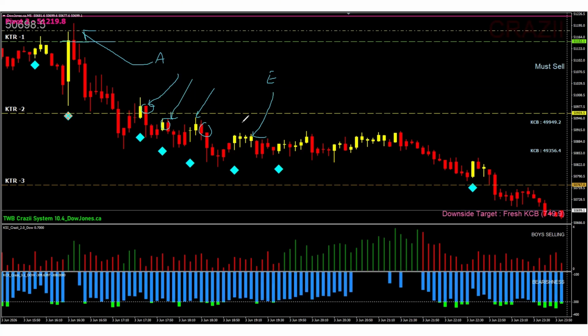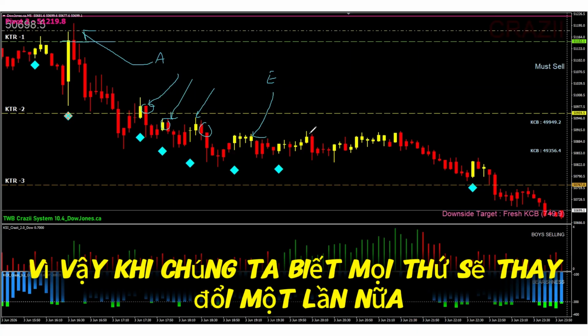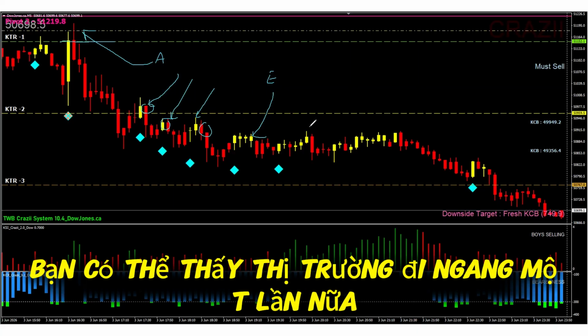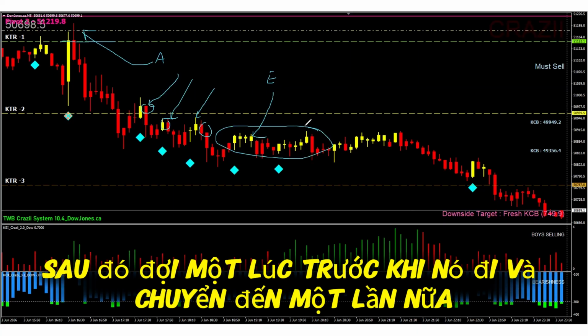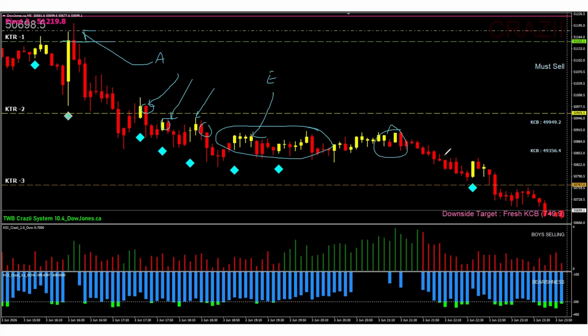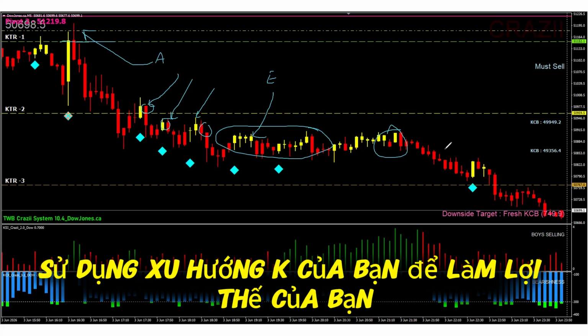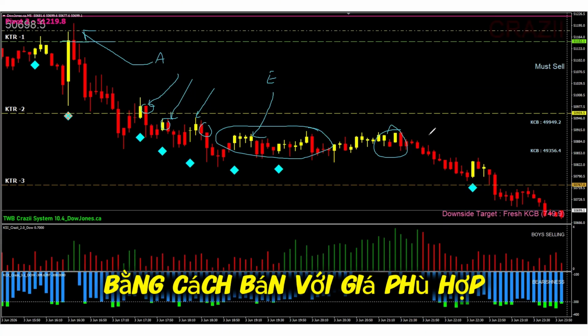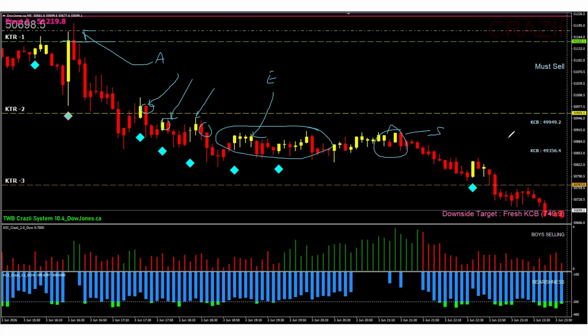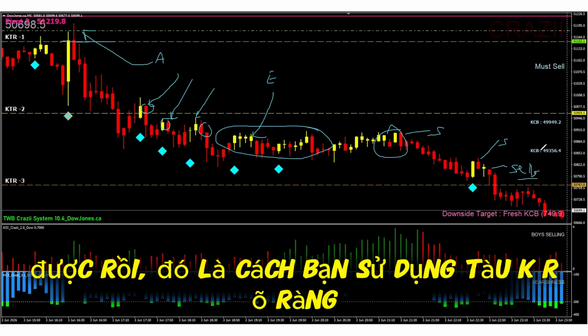All right. So when we know the thing will change again, you can see the market goes sideways again and waits for a while before it moves in again. All right. So that is how you can use your K trend to your advantage by selling at the right price. Okay, that's how you use the K trend. All clear?